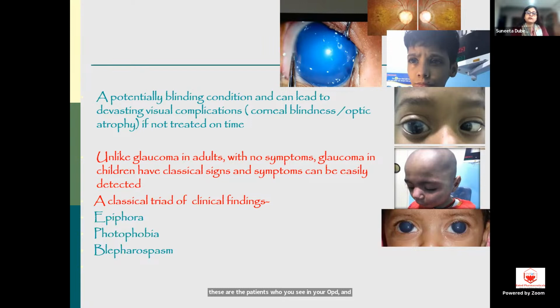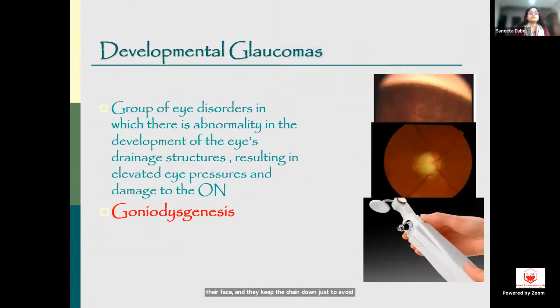You must have often observed that they just hide their face or keep their chin down just to avoid the light. Basically, this is because of the goniodysgenesis, which affects the drainage of aqueous inside the eye.